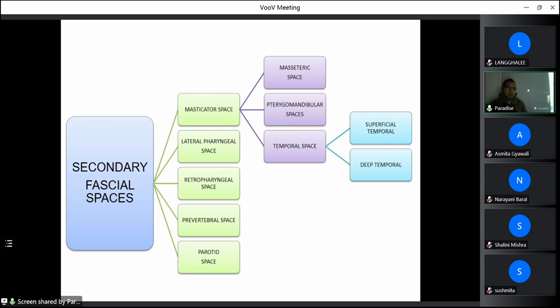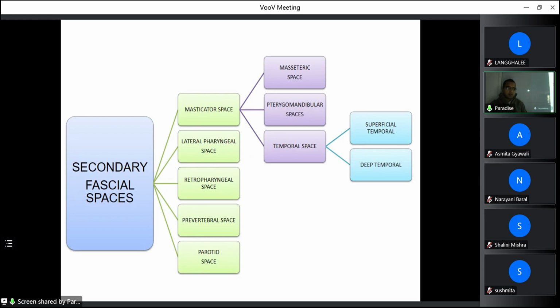Similarly, temporal space is present above the zygomatic arch. It is divided into 2 types: superficial temporal and deep temporal space. Superficial temporal space is present just above the temporalis muscle, and the space which is present below the temporalis muscle is known as deep temporal space. Next is lateral pharyngeal space.